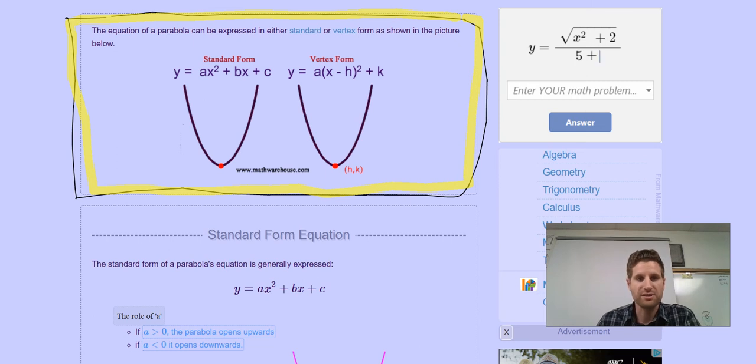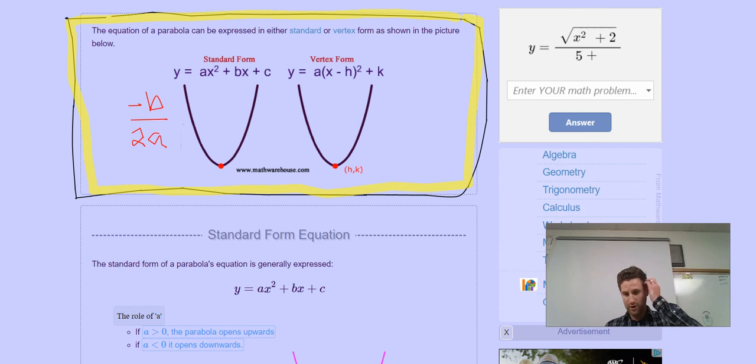Okay, so writing this box down says the equation of a parabola can be expressed in standard or vertex form, shown in the picture. Standard form, this is what we have been graphing from. We found the vertex by using negative b over 2a, as you might recall. Over here, we don't need to do that. We can just use the vertex form of a(x minus h) squared plus k, and this gives us our (h, k), which is our vertex.